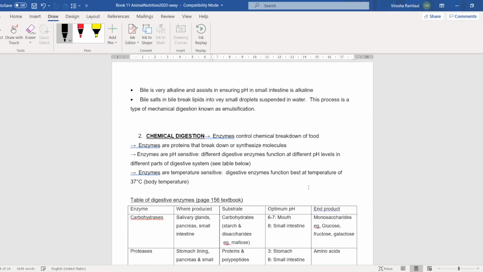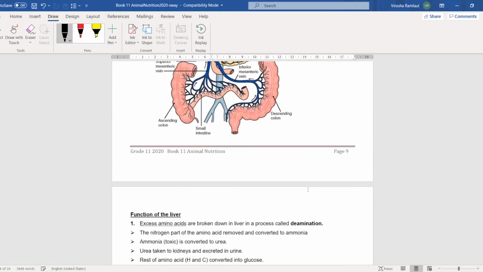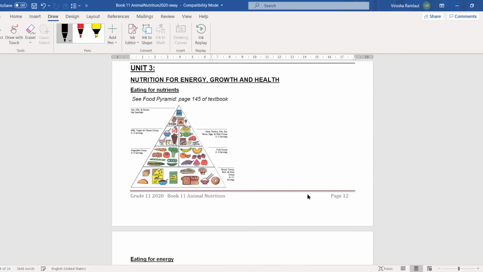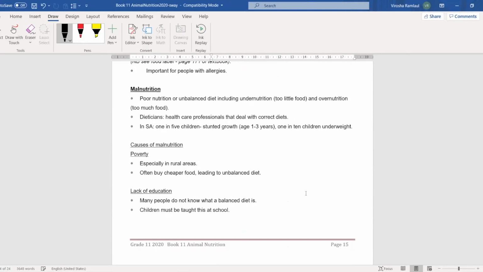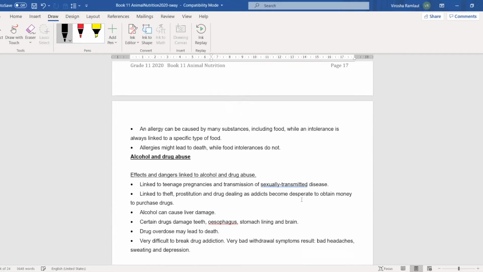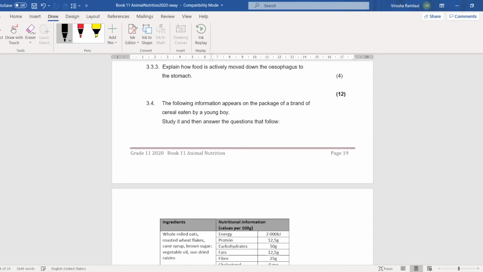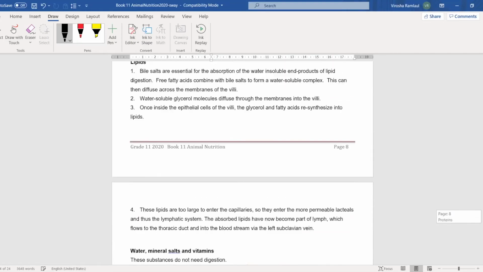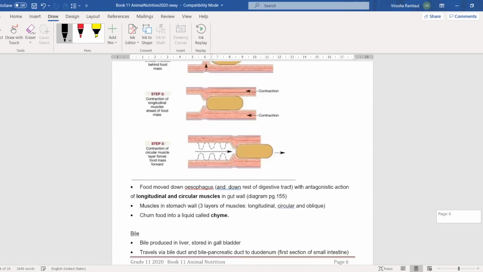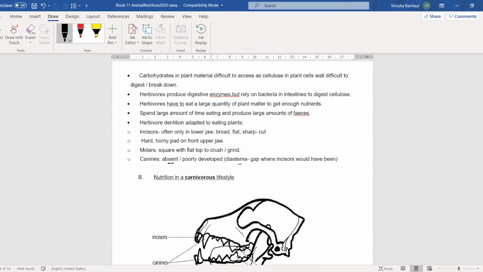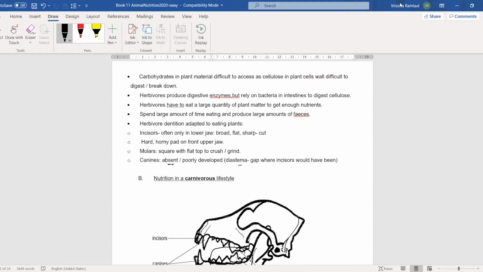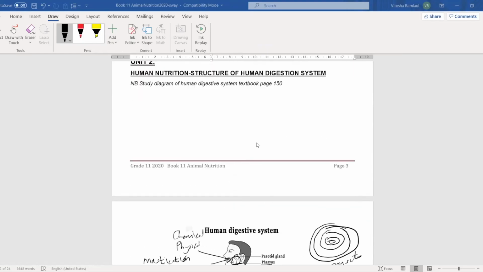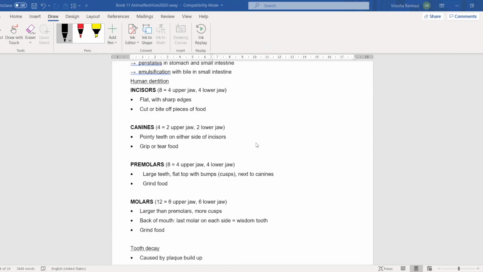Now, let's look at the picture of the villus, if I can find it. The picture of the villus is extremely important. I cannot see the villus here. So the villus is very important. You must make sure you know how to draw the villus.